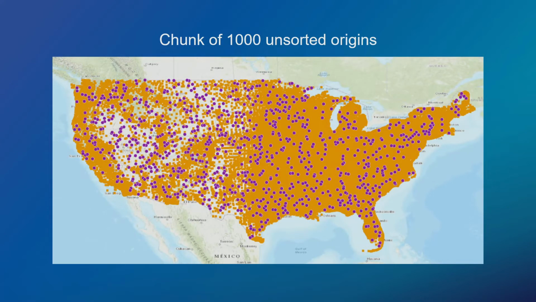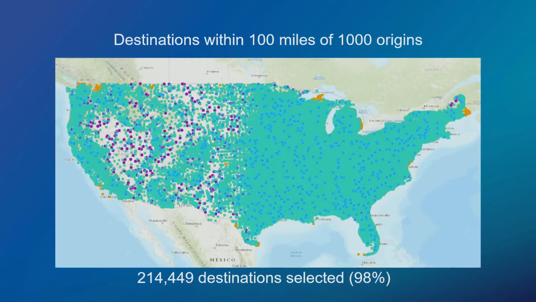So suppose that I say that my chunk size is 1,000, and I select 1,000 origins randomly from my purple origins layer. And they're just kind of scattered all over the country here. So this is 1,000 points, they're unsorted. And then let's say that I want to try to reduce the number of destinations that I have to pass in to my problem for this chunk of origins. And so I'm going to use Select Layer by Location to select only the destinations that are within 100 miles of these 1,000 origins.